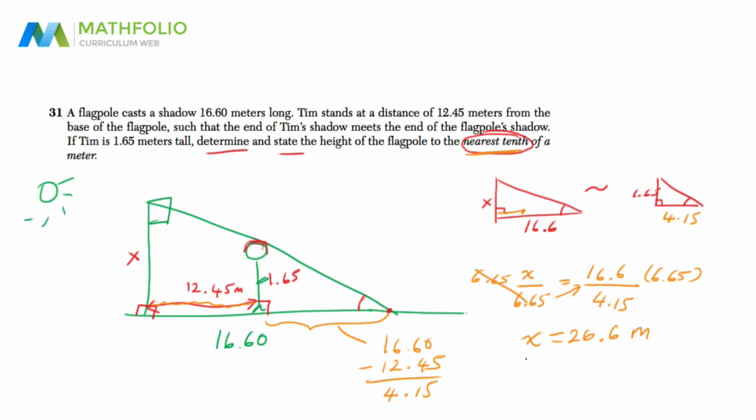So that's our answer. Now I'm going to do this in blue. There is one other quick way that we might be able to do this. If you see this, the 4.15 to 16.6, you can get there by multiplying by 4. 4 fours are 16, 4.15 fours are 60. So whatever we do there, we could also do to the top here. So if you multiply the 6.65 by 4, you would get the 26.6.